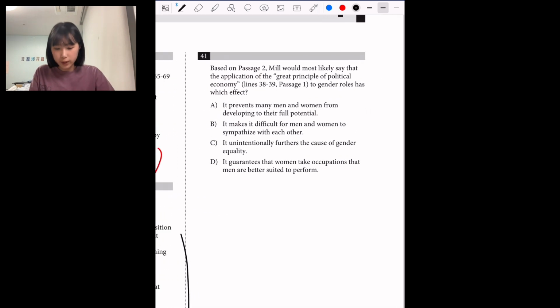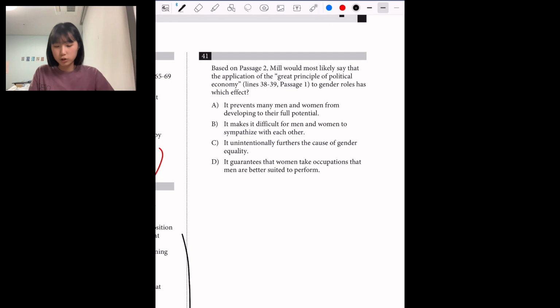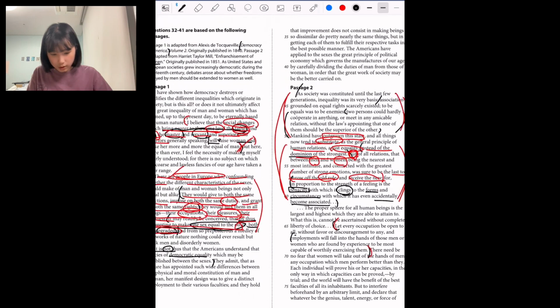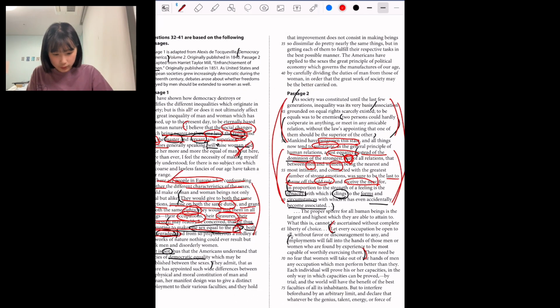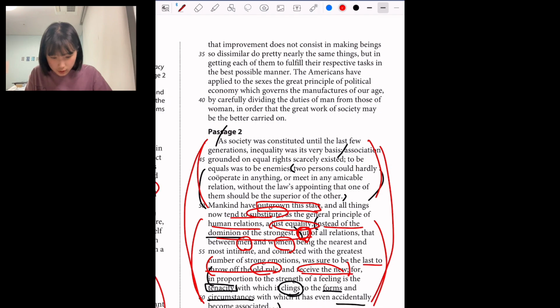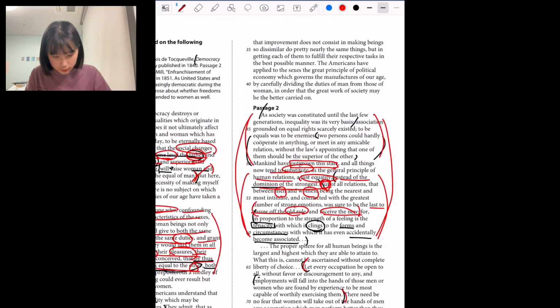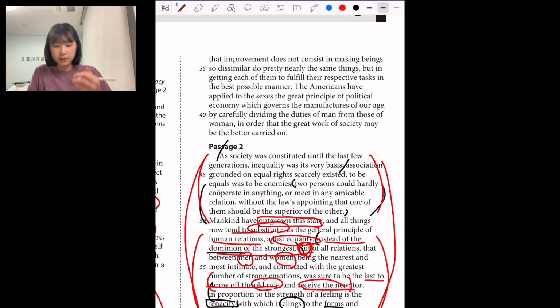And for the last question, 41, based on passage 2, Mill would most likely say that the application of this great principle of political economy to gender roles has which effect? So lines 38 to 39, we're going to go back there. Yeah, the great principle of economy. The Americans have applied to the sexes the great principle of political economy, which governs the manufactures of our age, by carefully dividing the duties of man from those of woman, in order that the great work of society may be the better carried on.